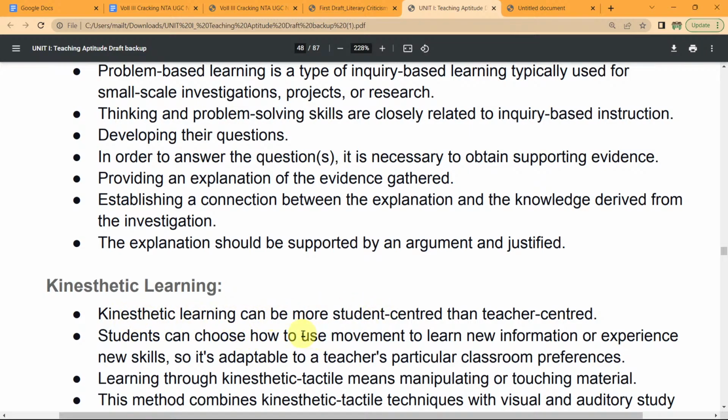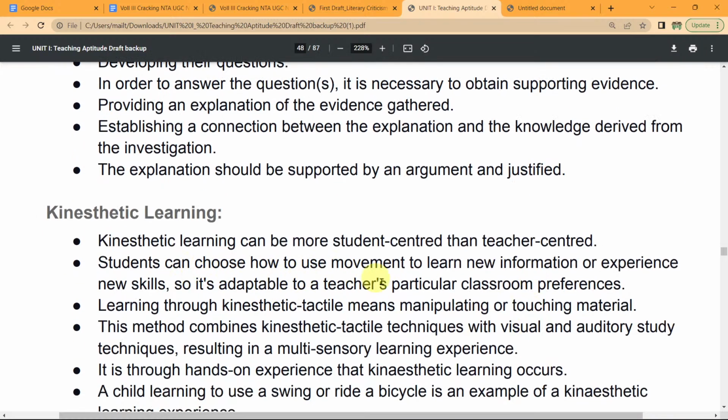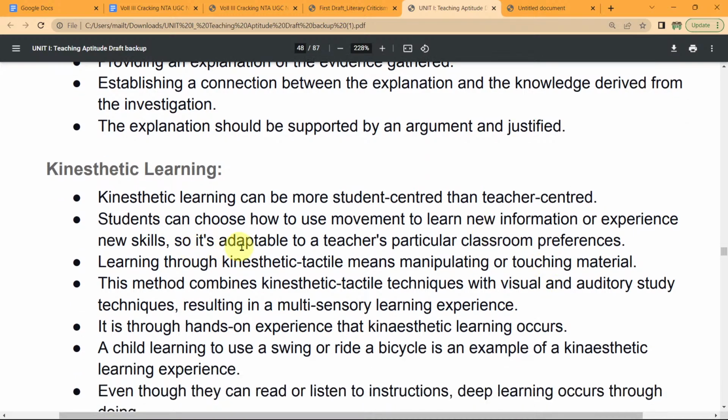Kinesthetic learning can be more student centered than teacher centered. That's why we have put student centered learning method. One of the important points is kinesthetic learning, which also comes under personalized learning, and here it is student centered rather than teacher centered. The student can choose how to use movement to learn new information or experience a new skill. So it's adaptability to a teacher's particular classroom preference. I hope you got it.